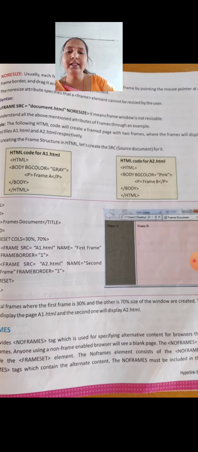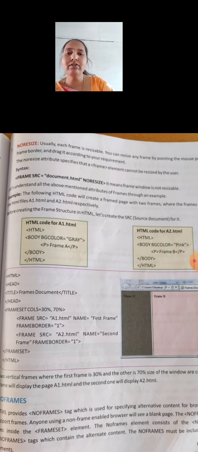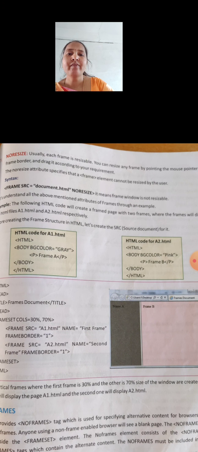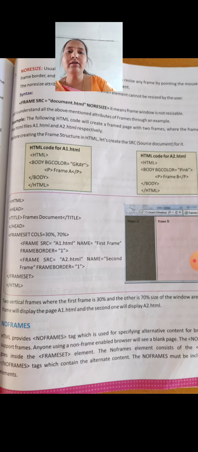Next will be the normal size, that is noresize. It means each frame is reusable. For example, consider in Paint what you are going to do. You are going to insert one box. You are going to drag the box.